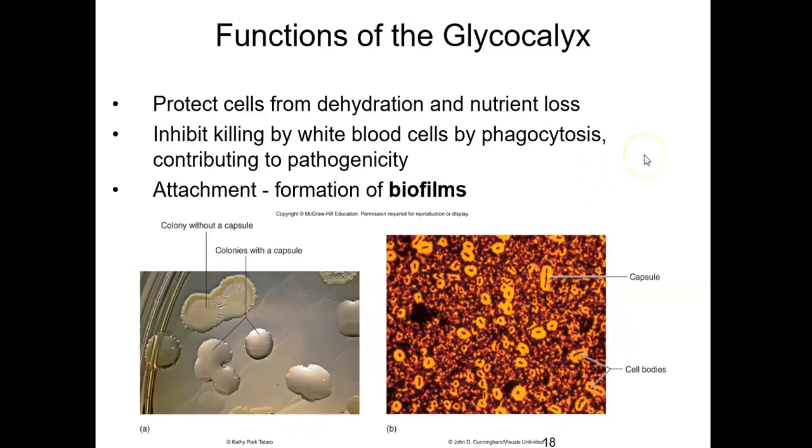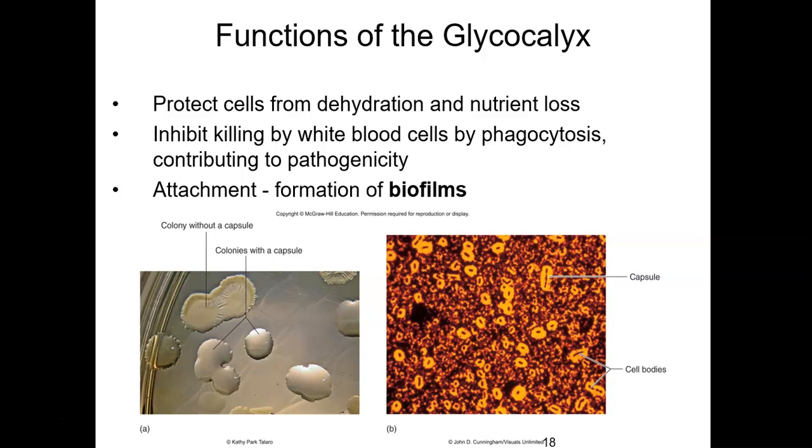The glycocalyx has several functions. It's going to protect the cell from being dehydrated, losing its water, or losing nutrients. It prevents something known as phagocytosis. So we have white blood cells as part of our immune system, phagocytes and macrophages, which circulate and ingest almost like a little Pac-Man. They eat up anything that's foreign. The glycocalyx can actually help the bacterial cell to avoid phagocytosis and thus allow it to be pathogenic or cause disease to the host because it's not being destroyed.